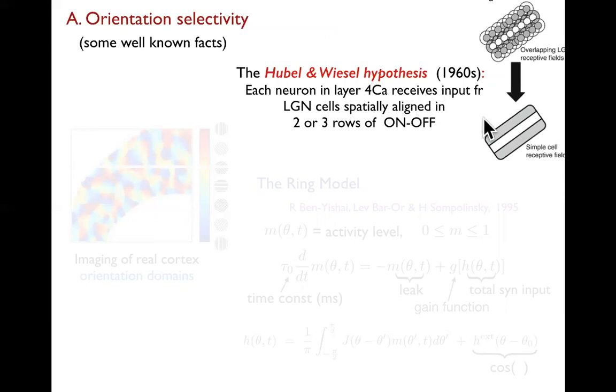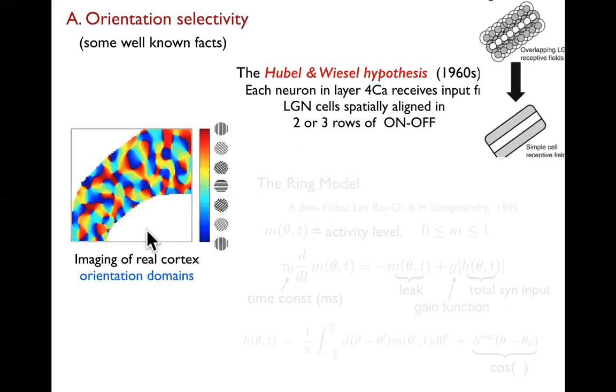They found that each cell receives either two or three rows of LGN on and off cells, alternating on and off. This leads to separate regions in the receptive field corresponding to the on and off. These rows are very neatly aligned in certain spatial directions, and that direction is the direction that the neuron prefers. This was proposed by Hubel and Wiesel, and has been essentially checked out in mappings of receptive field maps.